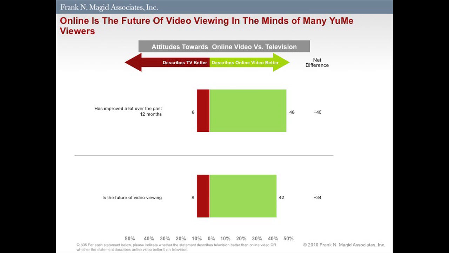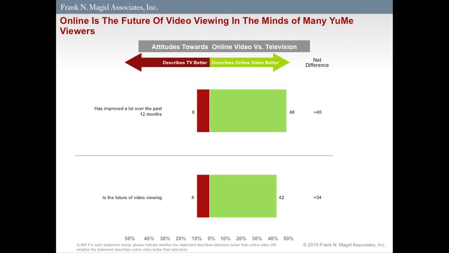And the consumer says the content's not so bad. Matter of fact, I'll give you a quality rating in a minute. But just in terms of overall improvement, you got 48% of the YuMe viewers saying online video has really improved. 8% say TV's improved, which I think is totally understandable. It's a very mature medium with lots of big budget TV shows, and that would be asking for a lot. But the important thing here is that online video in the minds of people is improving, and I'll show you in a second how they view it in terms of quality.